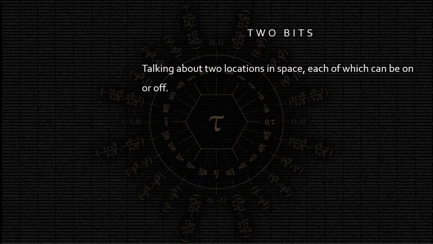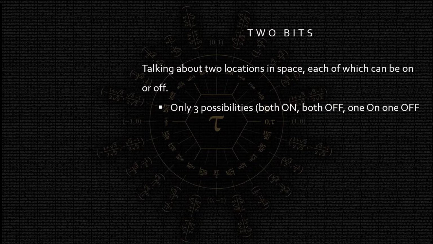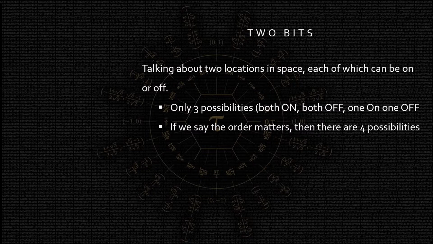Now, if we look at the bundle just as a whole and just ask how many are on or off at that time, there are only really 3 possibilities that we have. Either both bits are on, either both bits are off, or one bit is on and the other is off, where the combination of off on and on off mean the same thing. If we say now that order matters, then we have 4 possibilities now, both on, both off, then the first one on and the second one off, and the first one off and the second one on.